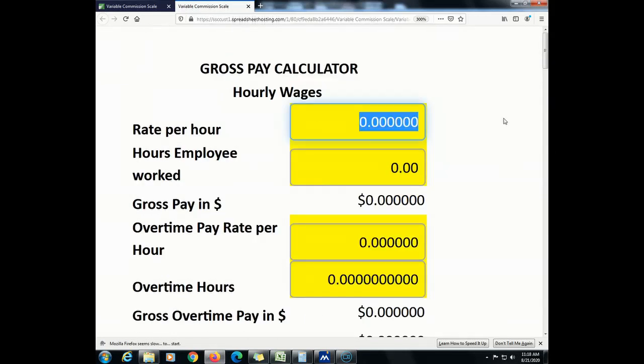Now for your hourly wages you will need to know your rate. Let's say your hourly rate is $25 and the total hours that you work in a week is 40. Your gross pay comes to about $1,000.